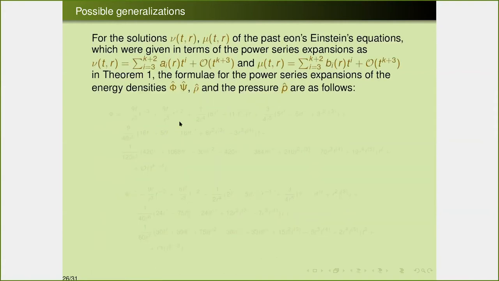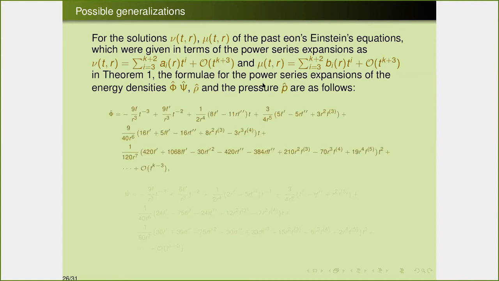So here, for the solutions which I had before, if they are determined up to order, remember, k plus two, then these are determined up to order k minus three. And the energy density of the passing wave looks like this. Energy density of this focusing wave looks like this. At the main term, it just gets divided by half, essentially.